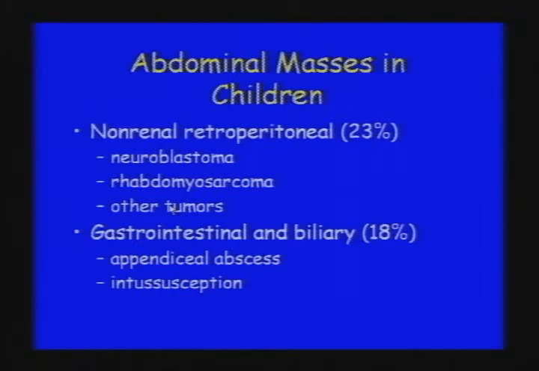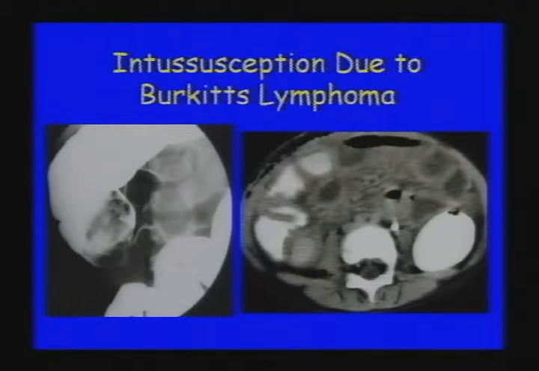Non-renal retroperitoneal masses account for another quarter. So between the renal masses and the non-renal retroperitoneal masses, we get 3/4 of the abdominal masses in kids, and the most common is neuroblastoma. Second most common is rhabdomyosarcoma. Gastrointestinal and biliary account for about another 1/5 of abdominal masses in kids. Appendiceal abscesses and intussusceptions top that list. Here's an older child, and you can actually see that he has an intussusception into the cecum, and when you look at his CT scan, he has diffuse thickening of bowel, and this was Burkitt's lymphoma.